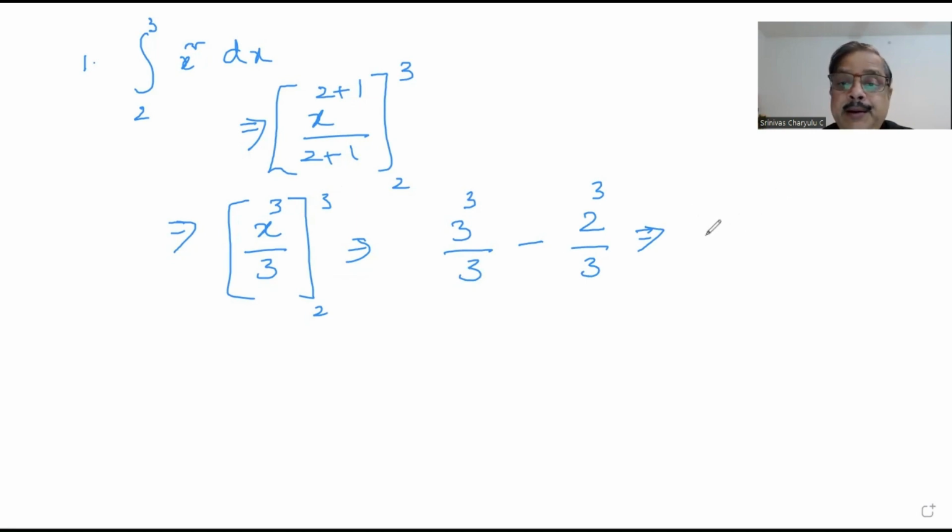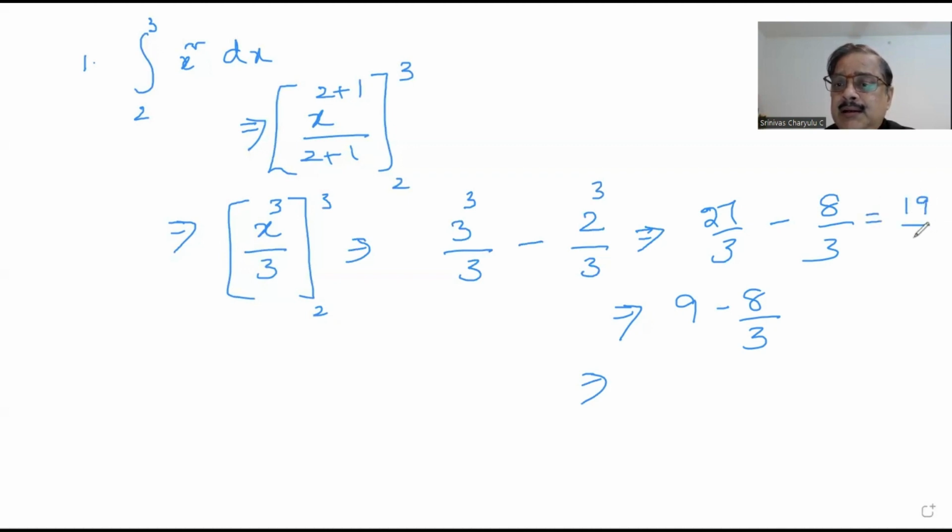Okay, let us see now what will happen. 3 cube means 27 by 3 minus 8 by 3. 27 by 3 is nothing but 9, 8 by 3 here. Here itself, without that you could have done this sum. Okay, 19 by 3, shall I write? Sum is over. 27 by 3 minus 8 by 3, 19 by 3. Why unnecessary waste of time doing all this? It's not required.